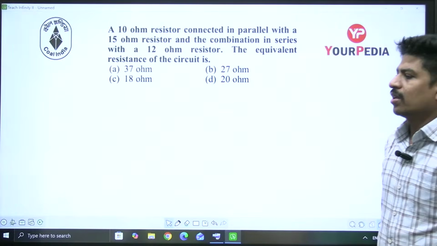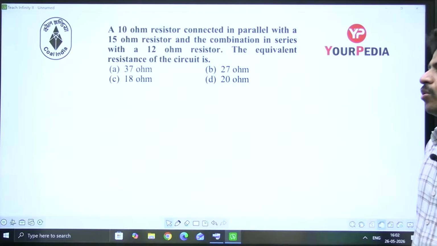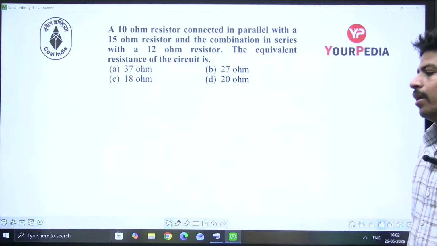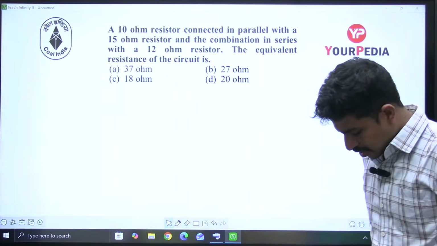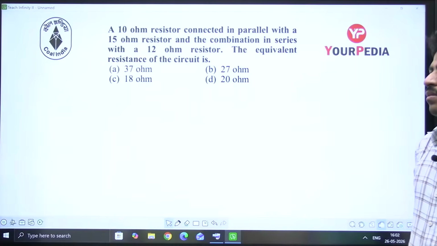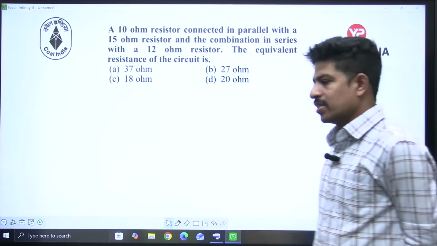In this class, we are going to solve some 30 plus very good questions on the subject network analysis for your Coal India Limited CBT, computer based test, preparation. Network analysis is one of the easiest subjects compared to all other subjects in electrical engineering.